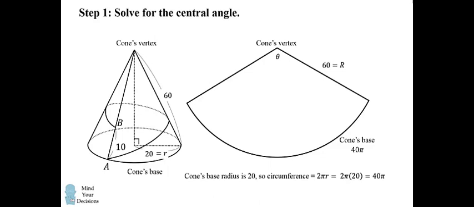Now there's a formula that relates the radius of a circular arc, its central angle, to its length. So the length of a circular arc is r times theta. So here, we know the length is 40 pi, and r times theta is 60 theta. So we can solve that theta is equal to 2 pi over 3. So that's the central angle.